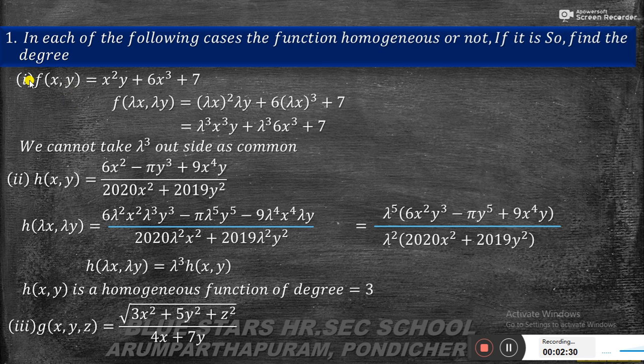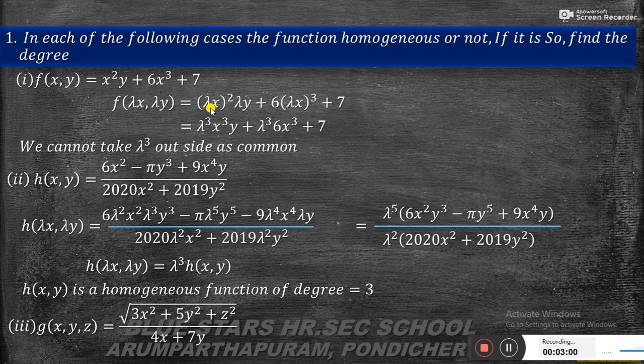So subdivision 1, f of x comma y equal to x square y plus 6x cube plus 7. This is our given function. Now we check whether it is homogeneous or not. So we take the function f of lambda x, lambda y. That means we substitute x equal to lambda x, y equal to lambda y. So lambda x whole square into lambda y plus 6 into lambda x whole cube plus 7.